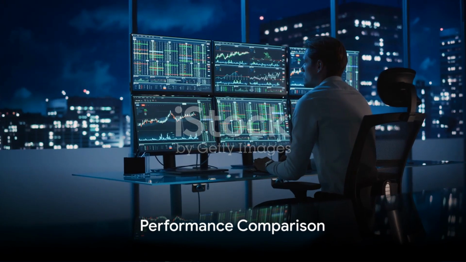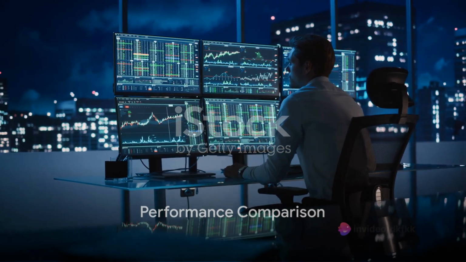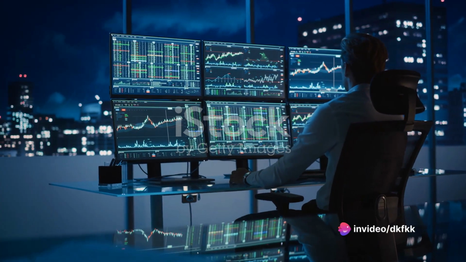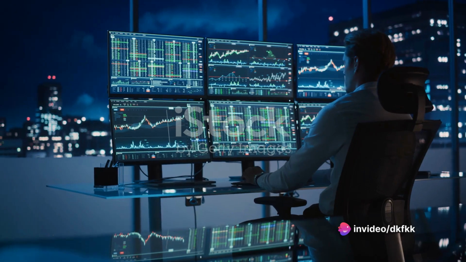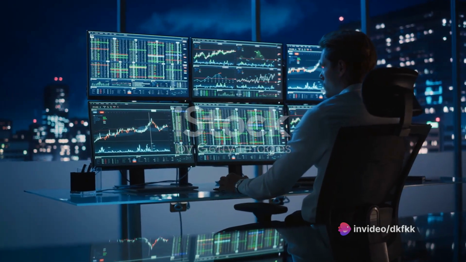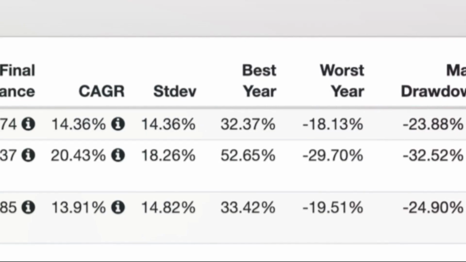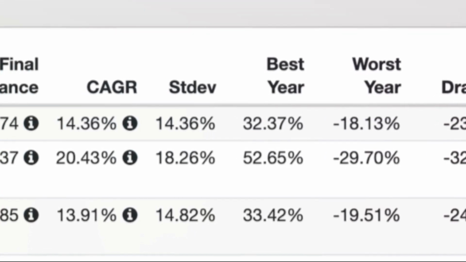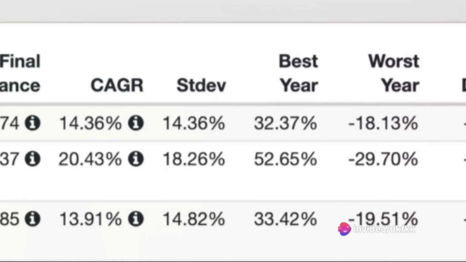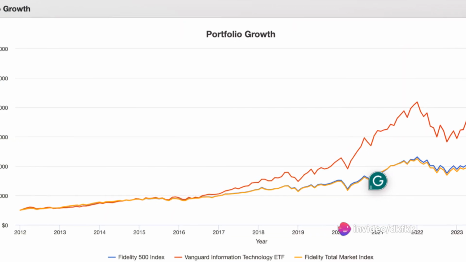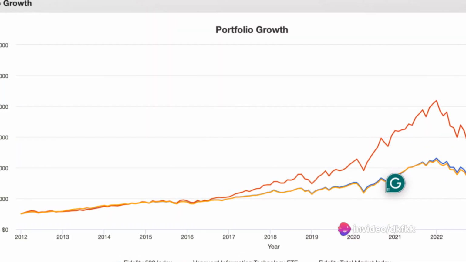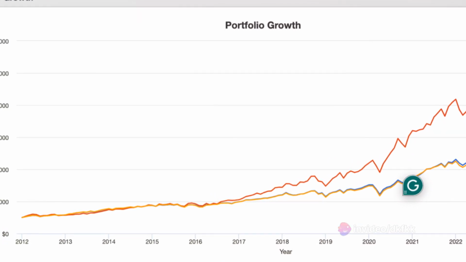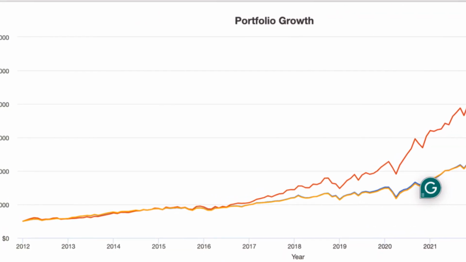The performance of an investment fund is a key factor in making an informed decision. Let's dive into the performance comparison of three funds: FSKAX, FXAI, and VGT. FSKAX, the Fidelity Total Market Index, shows a compound annual growth rate, or CAGR, of 13.91%. Its best year saw a rise of 33.42%, while its worst year dipped to negative 19.51%.